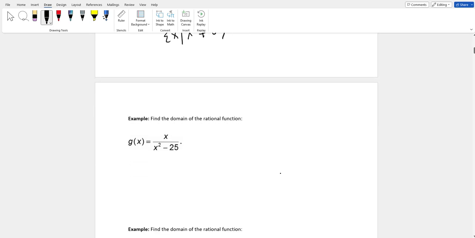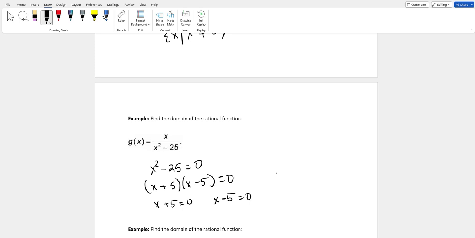In this next one, we have g of x is equal to x over x squared minus 25. We're going to set the denominator equal to 0. In this part, we're going to have to factor. This factors into x plus 5, x minus 5. We're going to set each one of the factors equal to 0 and solve for x. So I get x is equal to negative 5 and x is equal to 5. So x is all real numbers, but x cannot be equal to negative 5 and x cannot be equal to 5.